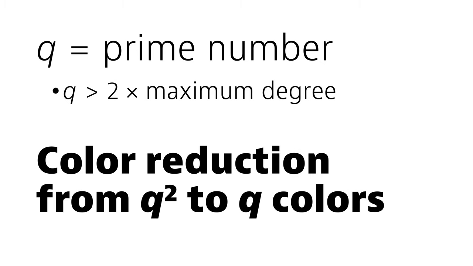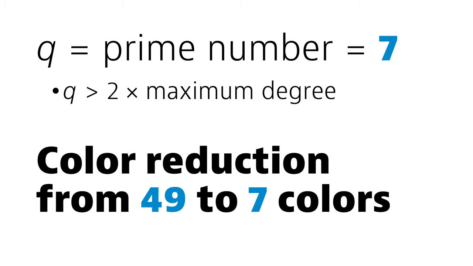We will show how to reduce the number of colors from Q squared to Q in only Q rounds. So, for example, if Q is 7, we can reduce the number of colors from 49 to 7 in only 7 rounds. I'll use Q equals 7 to illustrate the idea.